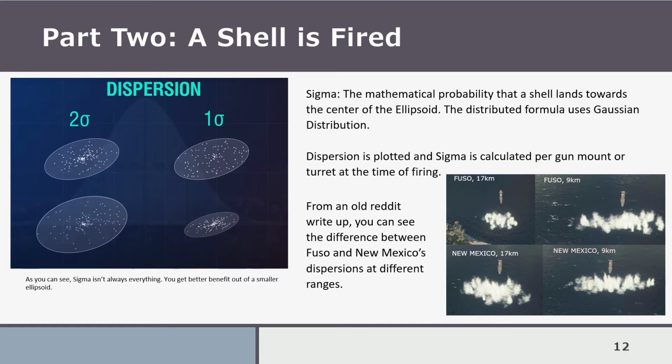Dispersion ellipsoids as well matter a great deal in relation to your sigma. For example, on the 2 sigma column here, you see a much larger dispersion ellipsoid, and the shells aren't really that clustered together. But on the smaller ellipsoid with a 1 sigma parameter, it's significantly more clustered. So the size of your ellipsoid, more often than not, has a bigger impact on your accuracy than your dispersion parameter. Because if the ellipsoid on your ship is bigger, the shells have a greater area to cover, and there are more variable places that the Gaussian distribution can place the shell.